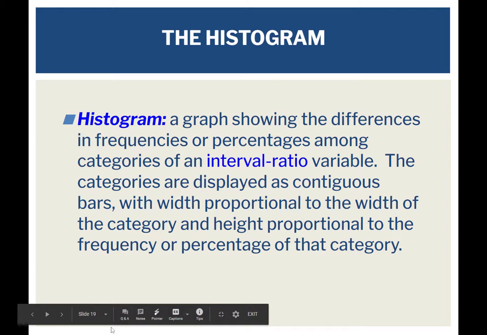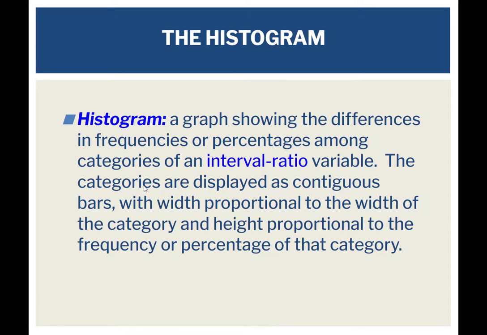Next up, we have our histogram, which is a graph showing the differences in frequencies or percentages among the categories of an interval ratio variable. So remember, a lot of the other charts we have looked at so far are mainly for nominal and ordinal. You could throw an interval ratio into some of those bar graphs, but you still needed a nominal or an ordinal variable. These histograms are for interval ratio variables.